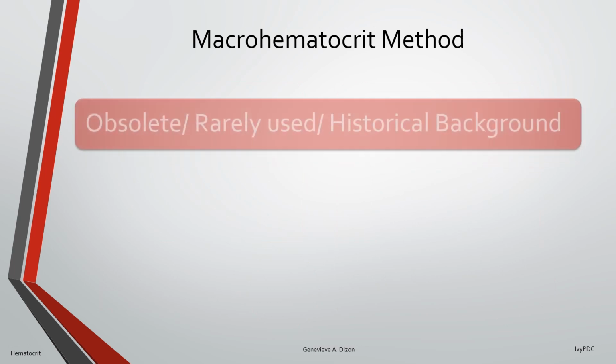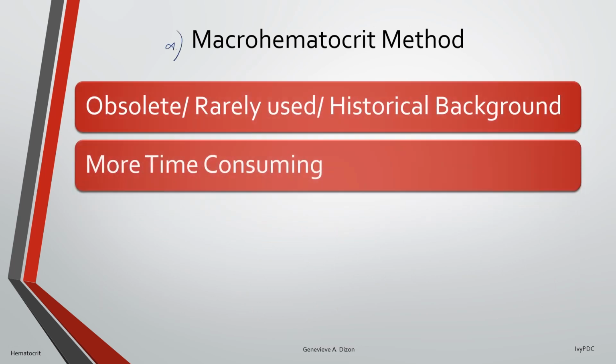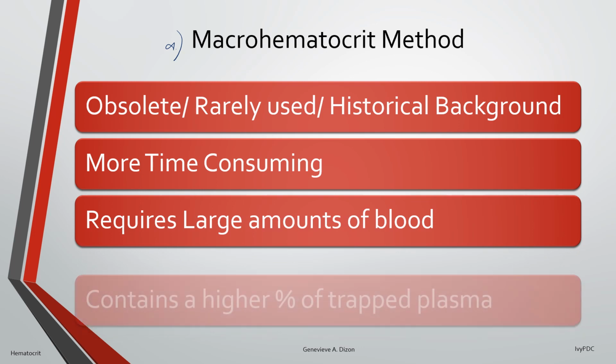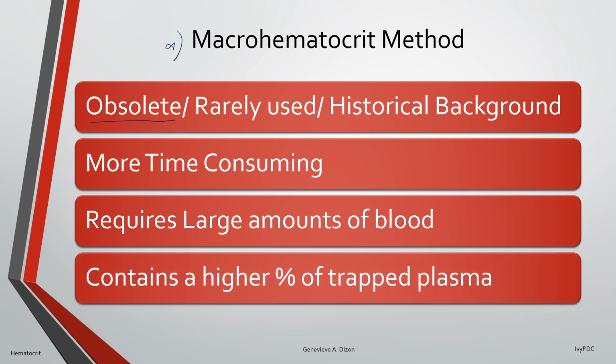The general description given to macro hematocrit methods are as follows. They are considered obsolete in laboratory testing, and they are rarely used, usually for research purposes or for historical background. They are also time-consuming and require large amounts of blood. Another disadvantage of macro hematocrit methods is that they contain a higher percentage of trapped plasma that may lead to false results.